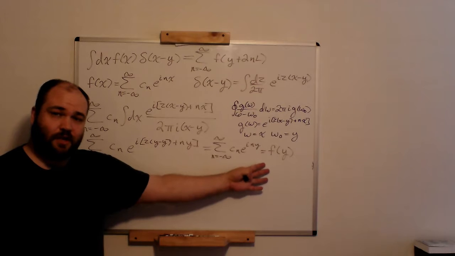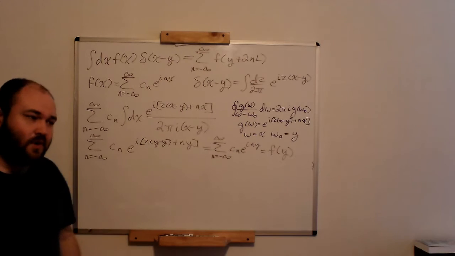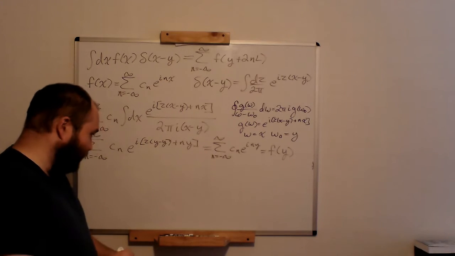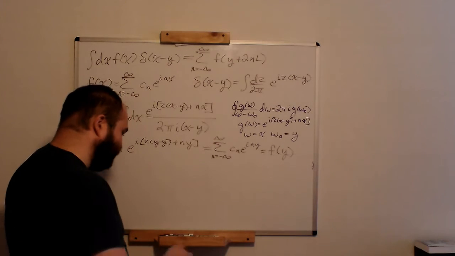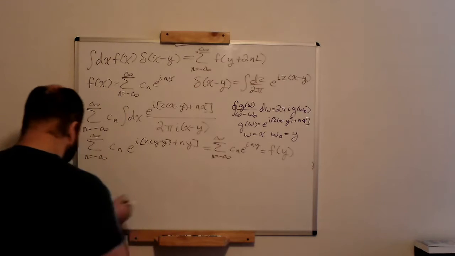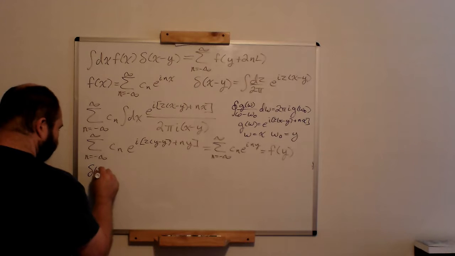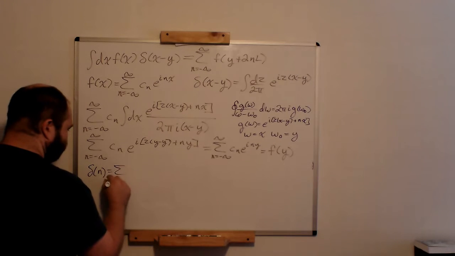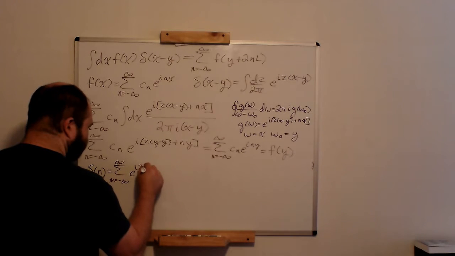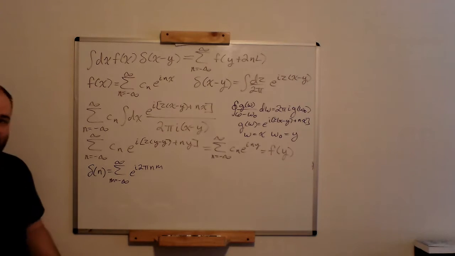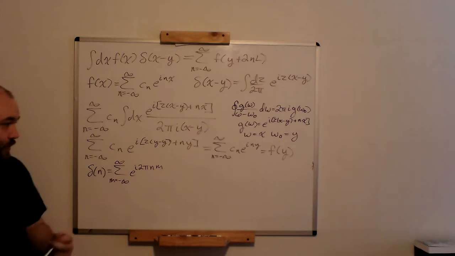But this isn't what the original problem is asking for. The original problem is asking for this summation up here. So the next thing we need to do is introduce a second definition of the Dirac Delta. And it's this one right here that we're going to be using. And so we plug that into here.